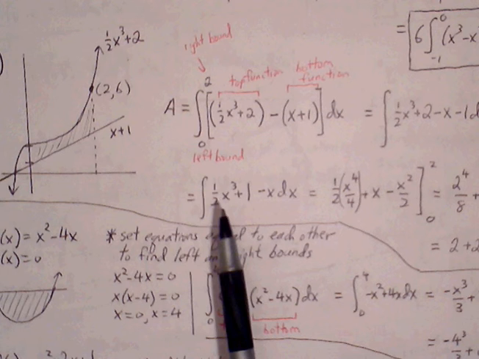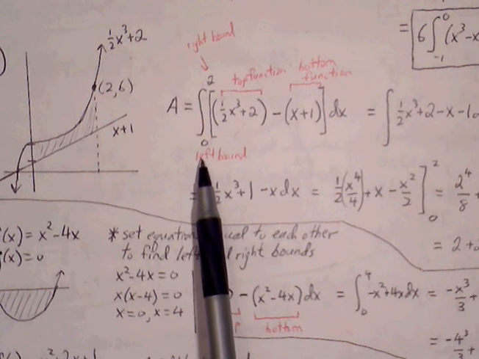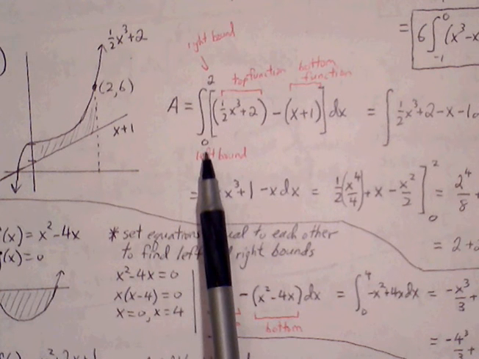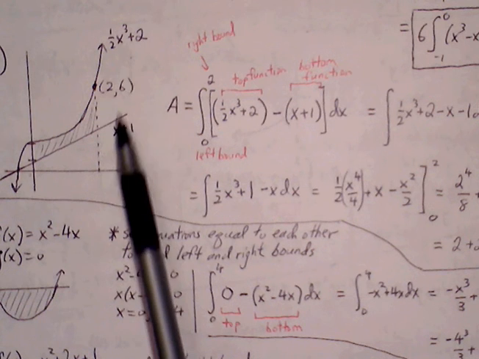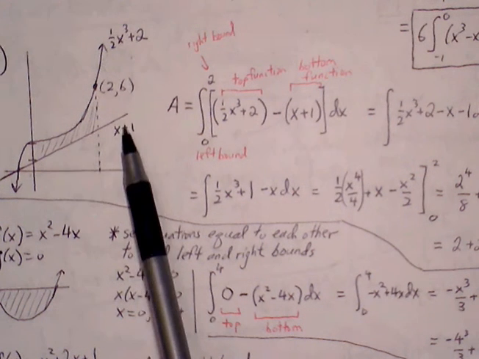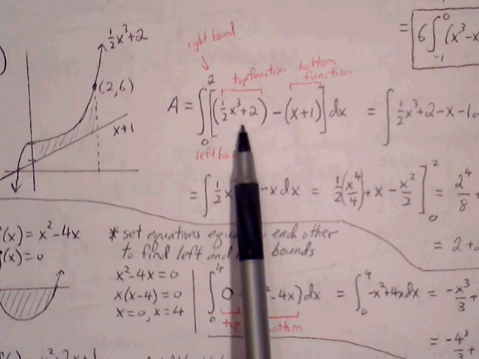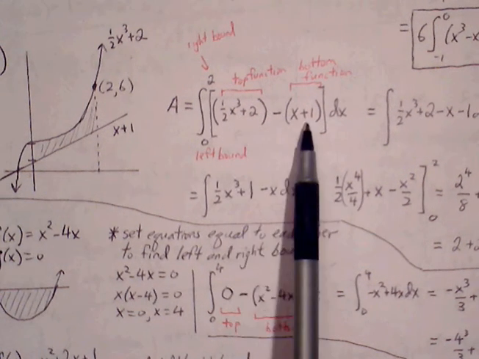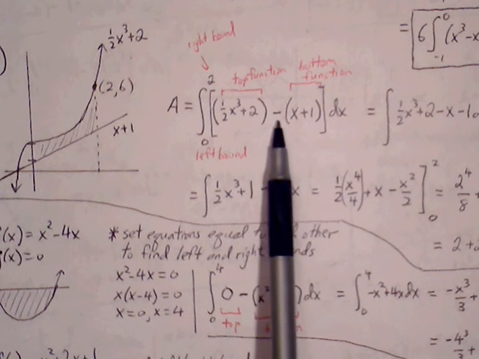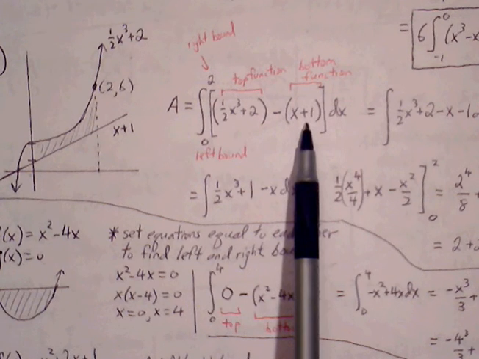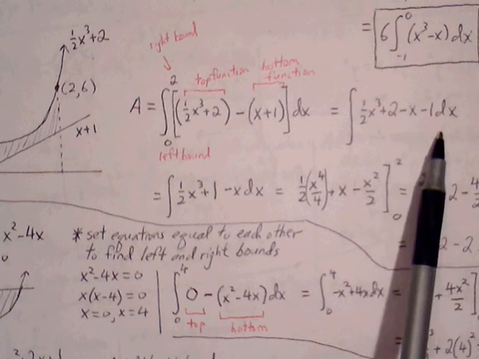All right, so we set up our formula here. Our left bound is 0, and our right bound is 2. And we can find that simply by setting these equations equal to each other and solving for x. The top function is 1/2 x cubed plus 2. The bottom function is x plus 1, so it's top curve minus the bottom function. And then we just take steps to combine terms.